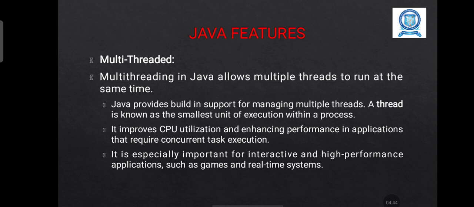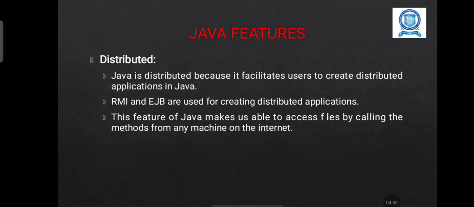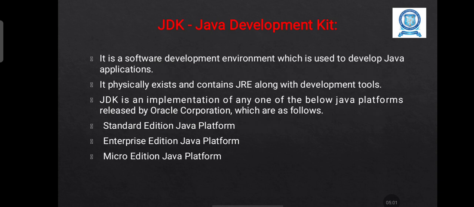We will study the thread concept. A thread is the smallest unit of execution within a process. Java provides built-in support for managing multiple threads. It is distributed. Java is distributed because it facilitates users to create distributed applications in Java.